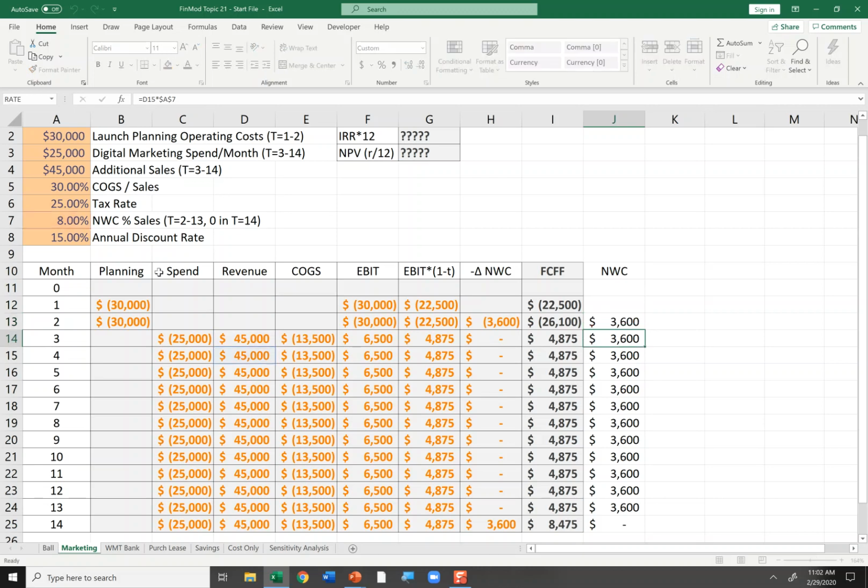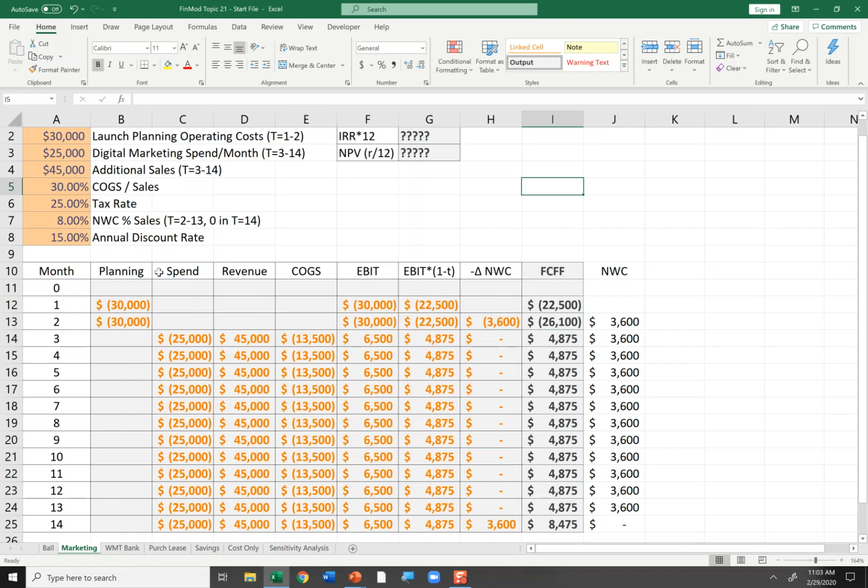So my working capital goes to $3,600, but then I liquidate it at the end of the last month. So it's going to cost me $3,600 of working capital at the end of month 2, but then it comes back at the end of month 14. So finally, I have my free cash flows, my after-tax EBIT. I don't have Capex or depreciation in this because there's no capital expenditures. So these are my free cash flows for this Opex project.